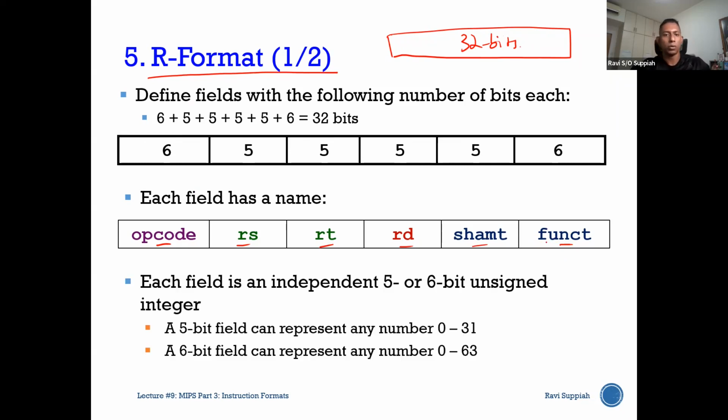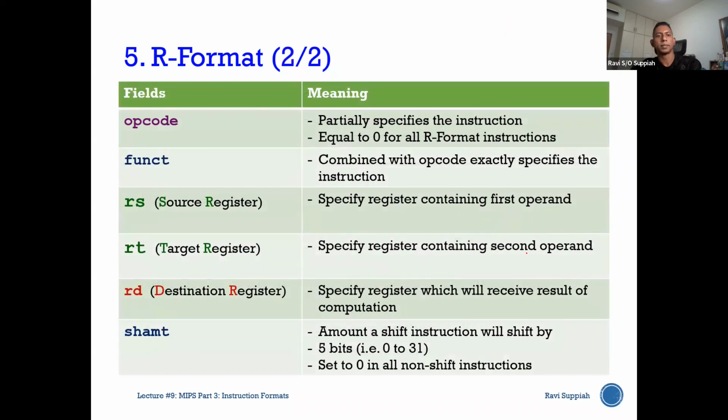Again, each field has its own name to it. All right, so when the field is 5 bits, you can specify any number from 0 to 31. When the field is 6 bits, you can specify any number from 0 to 63. All right, so this is basically 32 different values. This is 64 different values. And these are the breakdown of how we have allocated all the bits for the R format instruction. All right, so let's look at each of these specifically.